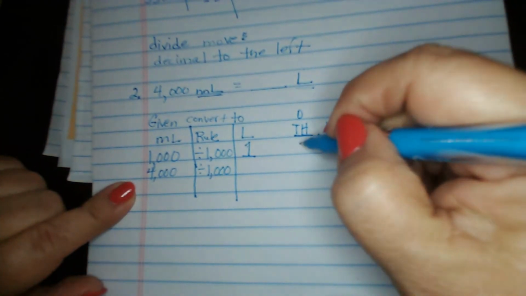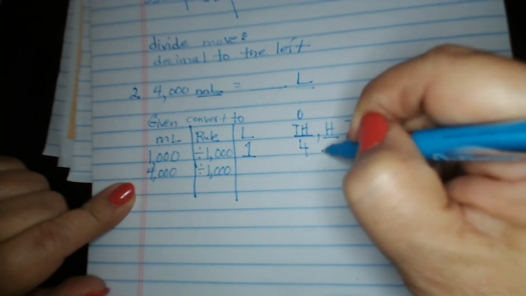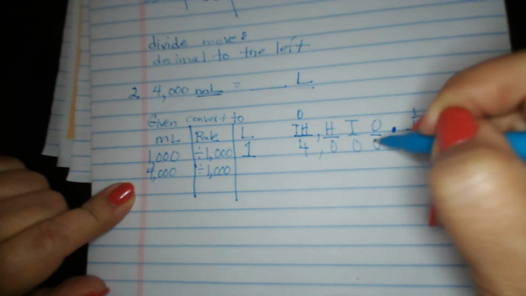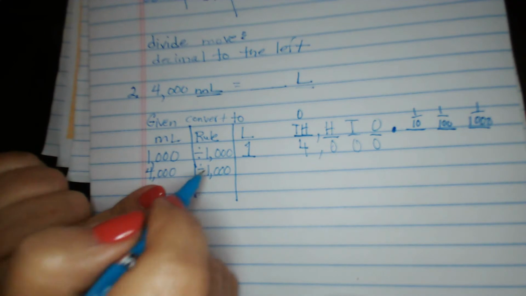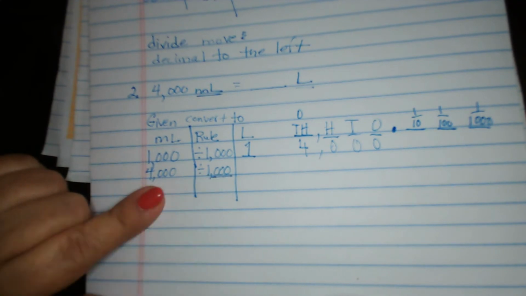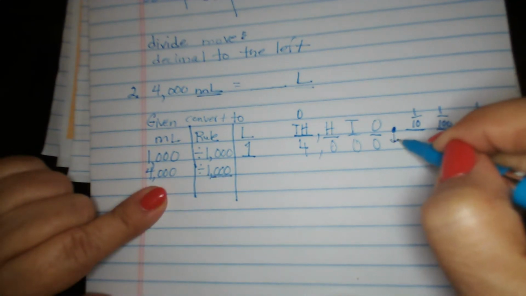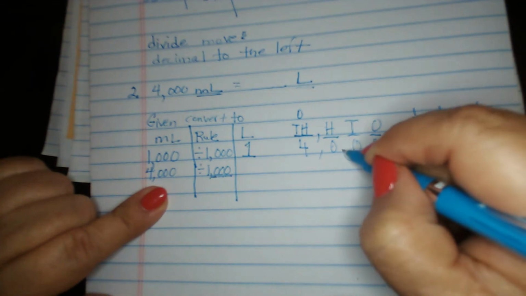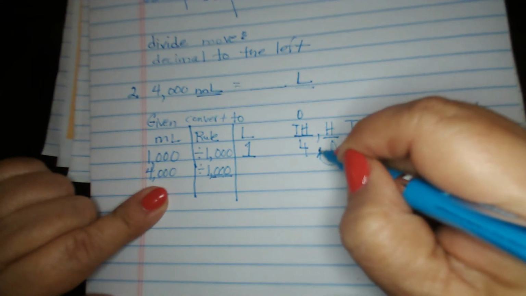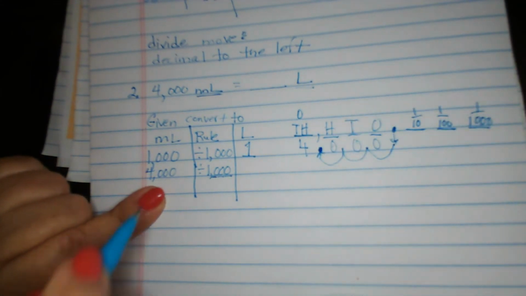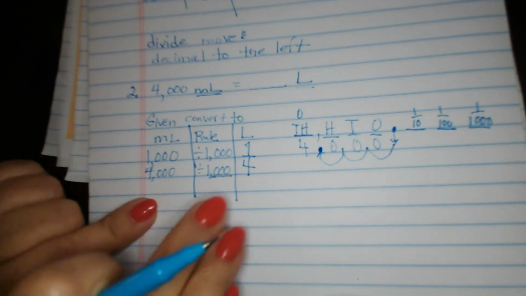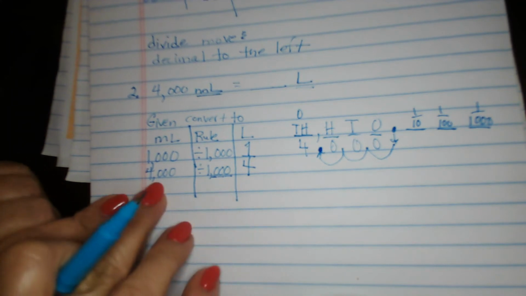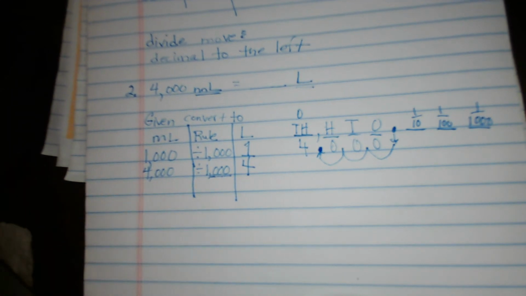All right, so now I'm going to have 4,000. I'm dividing it by 1,000, so I need to move it over 1, 2, 3 spots. So here's my decimal, 1, 2, 3, and my decimal goes here. So now the answer is 4. And I also know that 4 times 1,000 equals 4,000. So I get number 4.